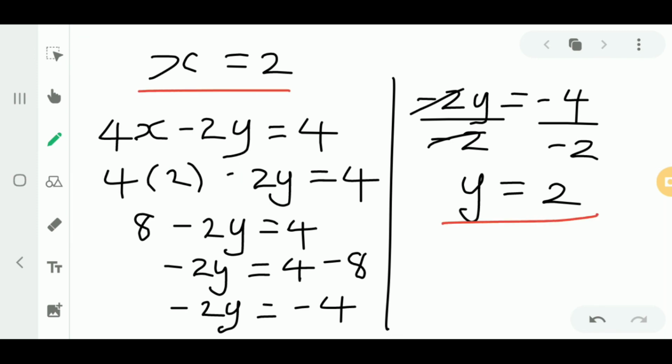Again, you could check your equation by substituting both values in equation 1 and 2. And if you get what is on the right hand side, then your answer is correct. So that's basically all there is for the method of elimination.